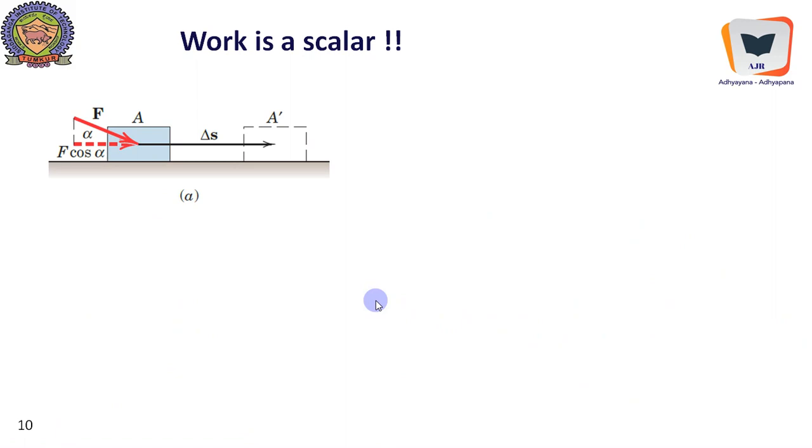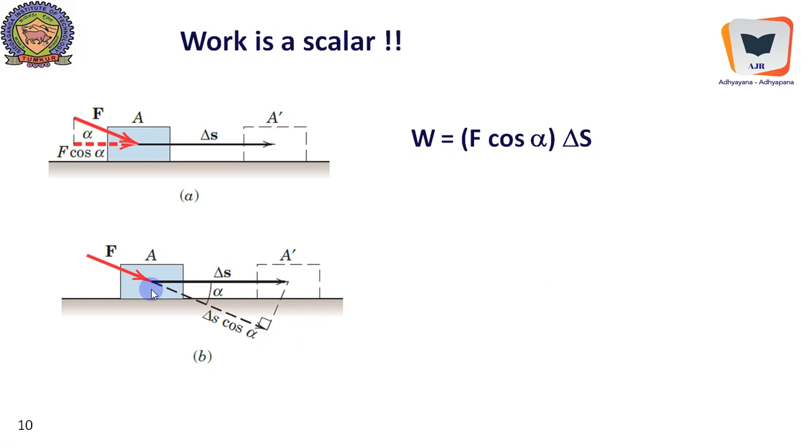Let us verify how work can be called a scalar. Here there is a force applied in an inclined fashion, and it moves horizontally through a distance of delta s. The reason for this movement is F cos alpha, the movement is delta s, and the work is F cos alpha, the component of F, into delta s. In this case, the force is applied like this, and the displacement happens this way. Since we need to identify the movement along the force, it becomes delta s cos alpha. The displacement itself is resolved.